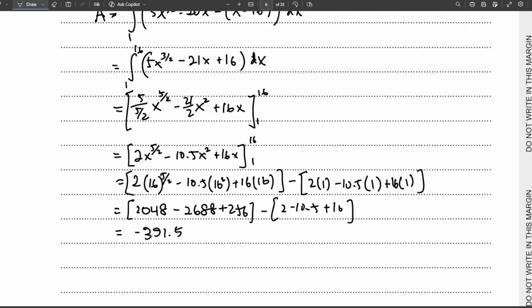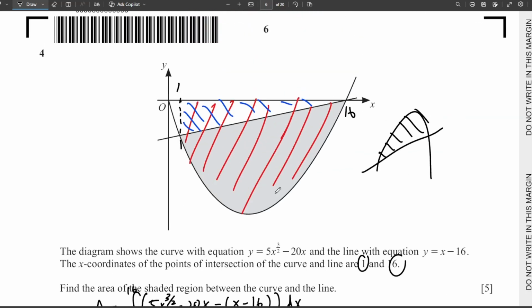Okay, so after you solve, you should be able to get this answer, 391.5. Again, when you expand the bracket here, don't forget the negative becomes positive, right? So you expand the negative. We get a negative answer. Why? Because I chose the wrong integral. I chose the bottom one minus the top one.